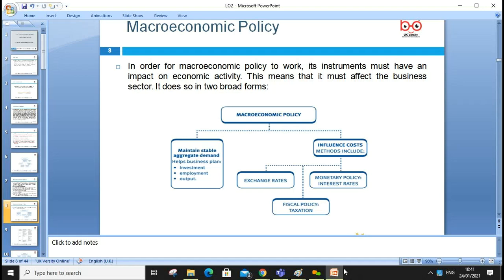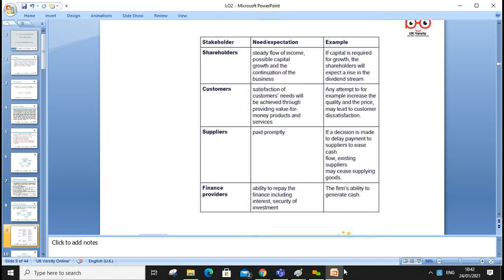In order for economic policy to work, its instrument must have an impact on economic activity. This means it affects the business sector. It does so in two broad forms. Macroeconomics maintains stable aggregate demand. Aggregate demand of what? It helps business plan investment, employment, or output. Influence methods include the exchange rate, which monetary policy can influence to maintain them, and fiscal policy is about taxation.